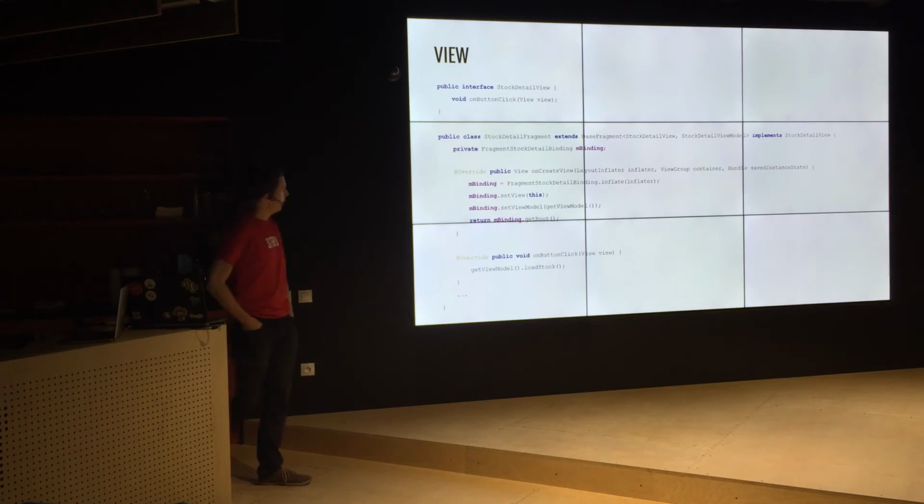So I will define an interface. It will be called stock detail view, and there will be one method. It's called on button click. This is basically a callback. When I click on the button, this method will be called from the XML layout using data binding library.